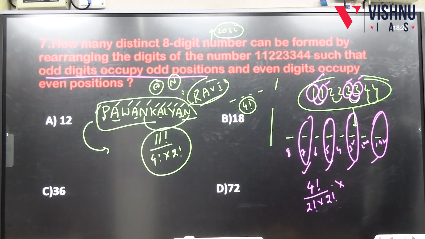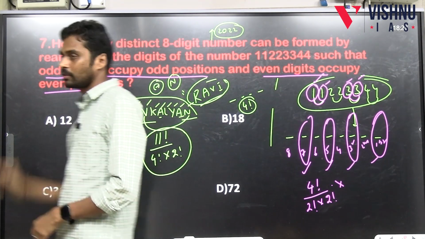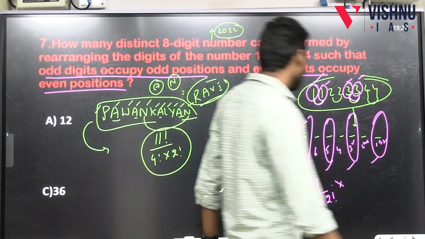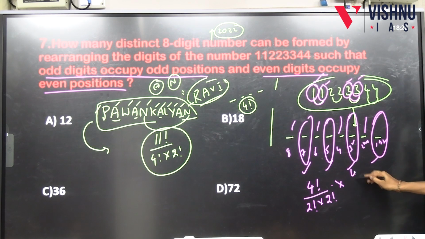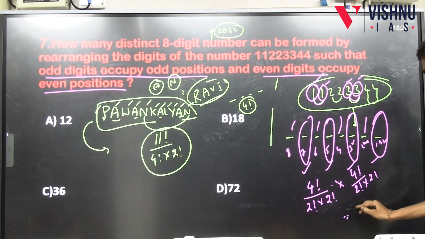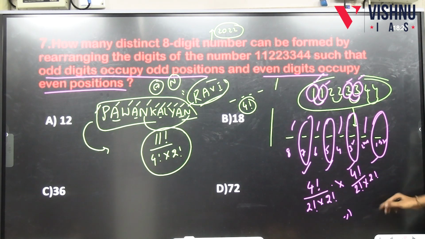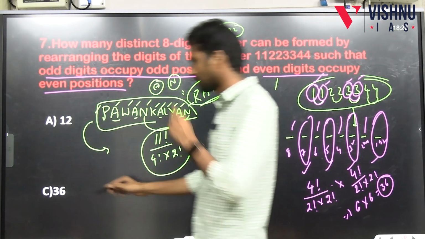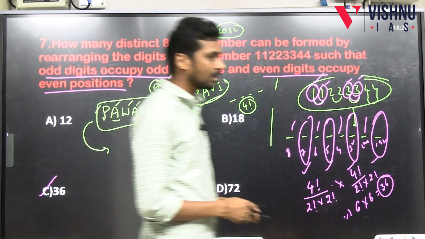Once the first condition is over, now we will take the next condition: even digits occupy the even positions. Even digits means 2, 4, 6, 8. Again, how many do we have? 4. So 4 factorial divided by 2 factorial into 2 factorial. 2 into 2 is 4, so the remaining is 3 into 2, which is 6. If you simplify it, 6 into 6. The final answer is 36.